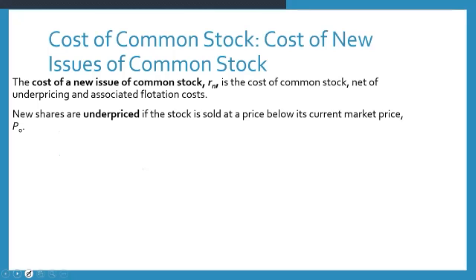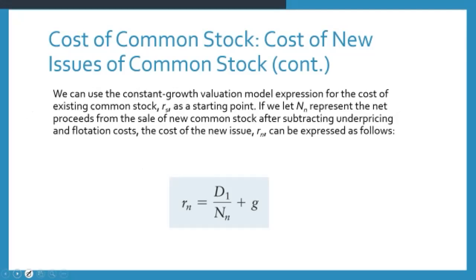How about new issuance of common stock? That's another way the company can raise money, by issuing new shares. The cost of a new issue of common stock is the cost of common stock net of underpricing and associated flotation costs. New shares are underpriced if the stock is sold at a price below its current market price. So the market price is $10, and the shares are underpriced. They are sold at maybe $8. We can use the constant growth valuation model expression for the cost of existing common stock. That's what we did as a starting point.